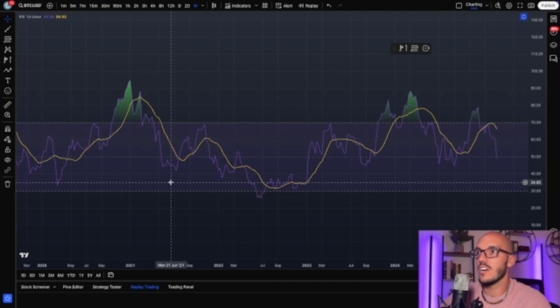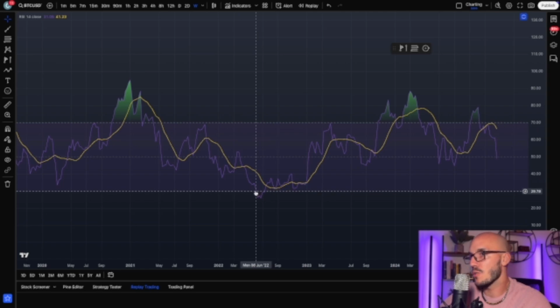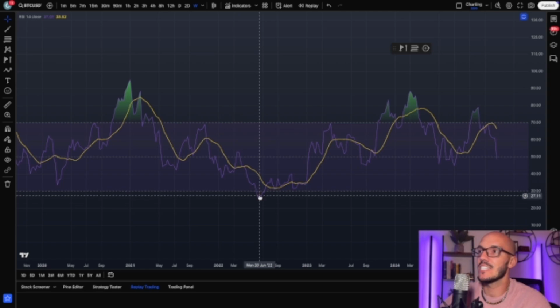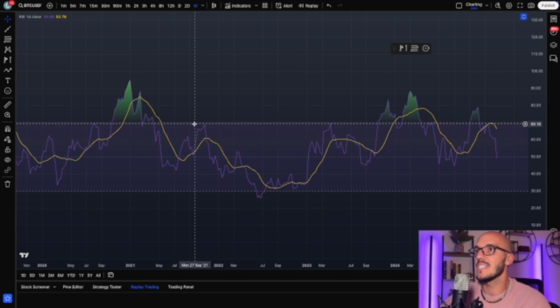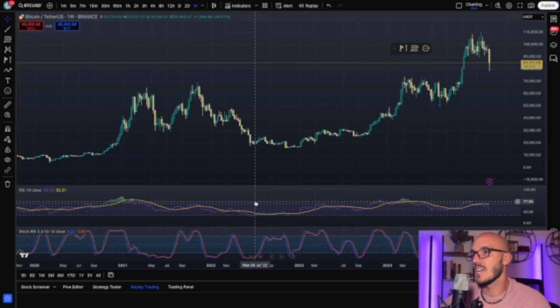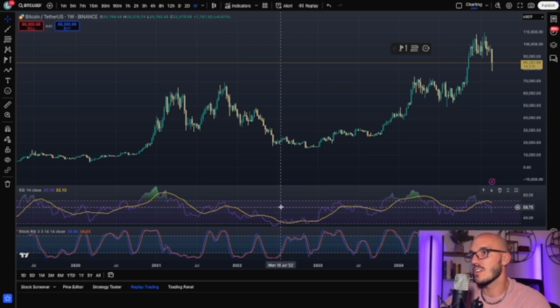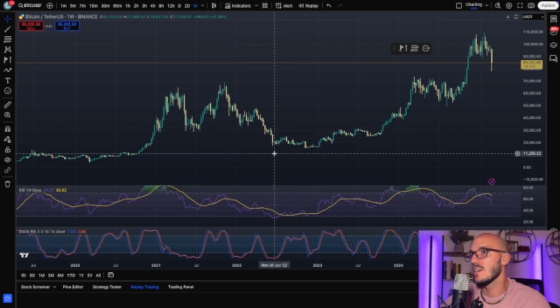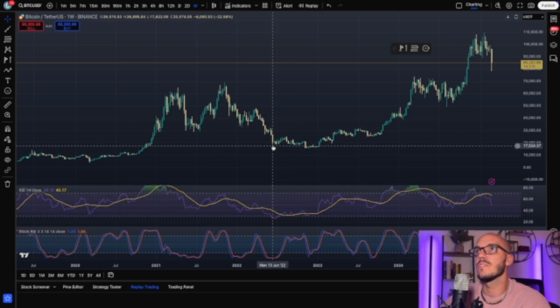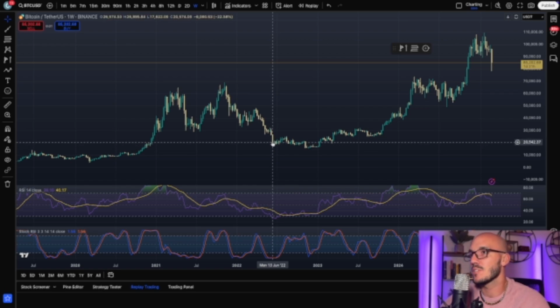70. When the RSI crosses below 30, that means that it is considered oversold, meaning that the price being displayed on the chart. So for example, in this case, when the RSI was oversold down here, Bitcoin was trading at about $17,000. This is letting you know that that is a discounted price. That is much lower than what the market price should be.